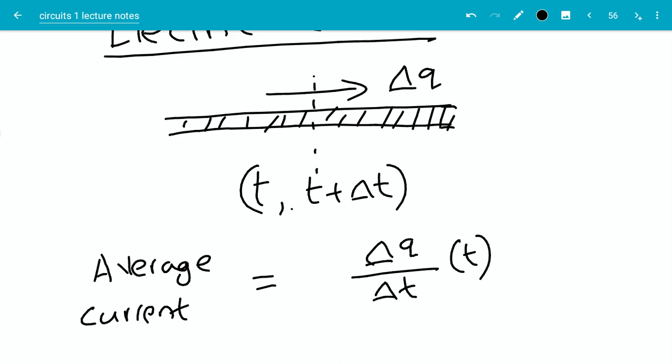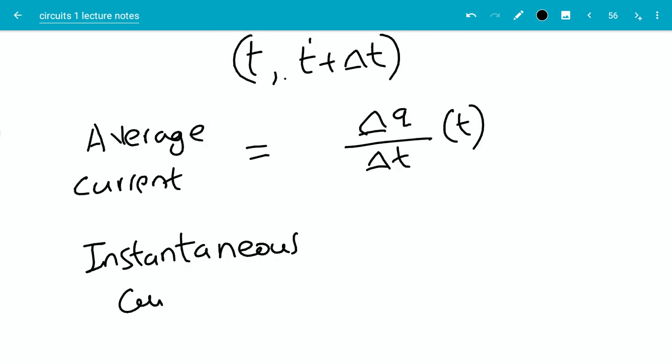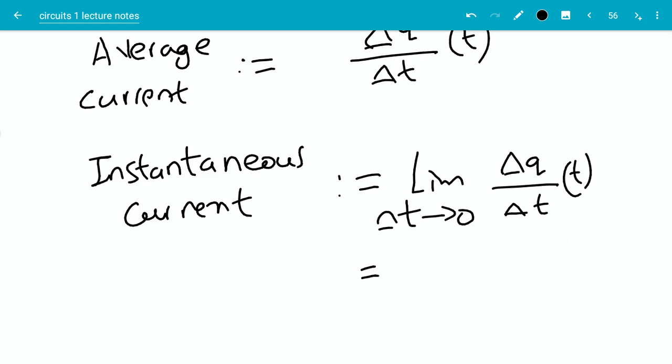We can also modify this definition to instantaneous current. The definition would be the limit as delta t tends to 0 of delta q divided by delta t, at time t. And this will just be equal to I of t. So that will be the instantaneous current.